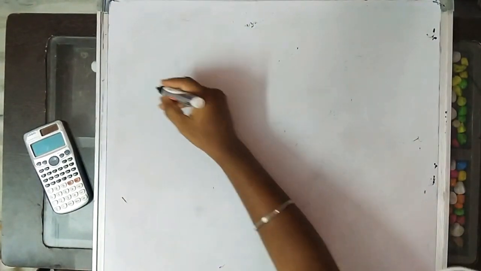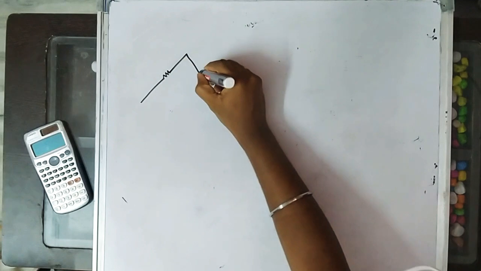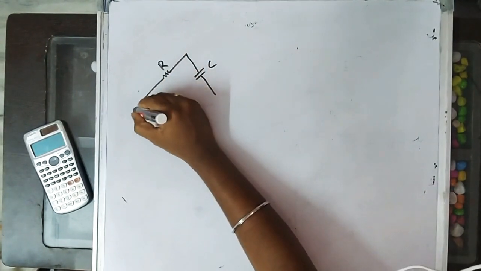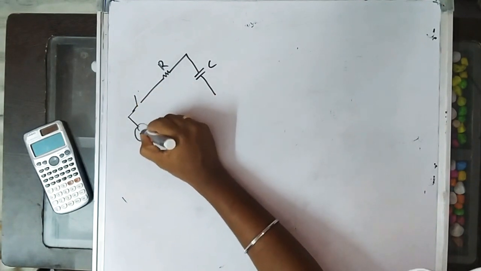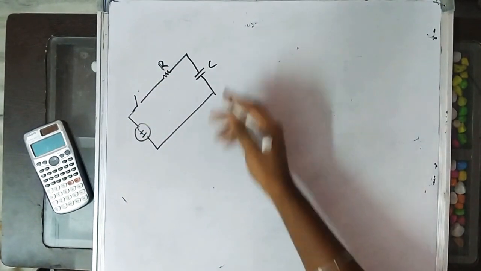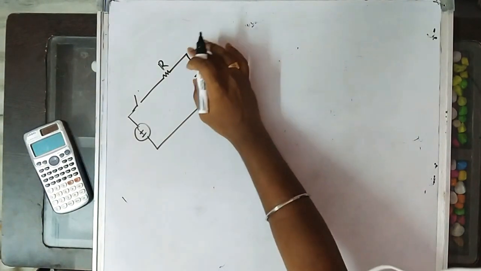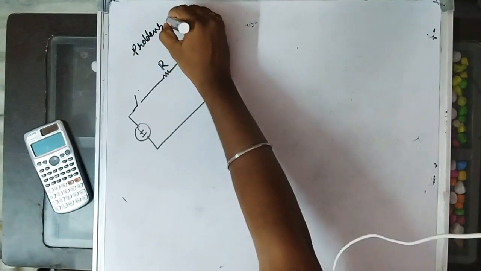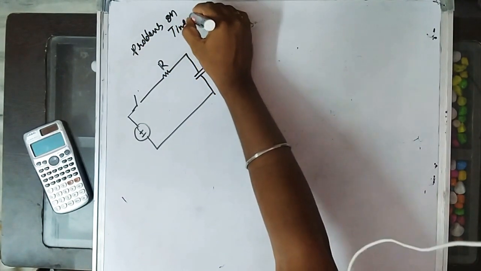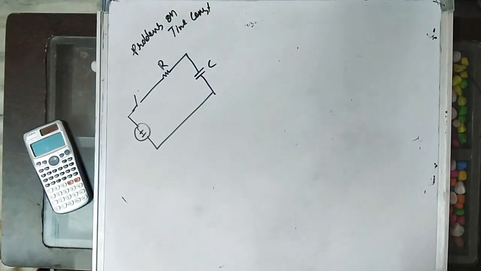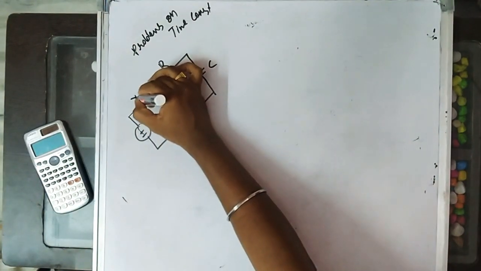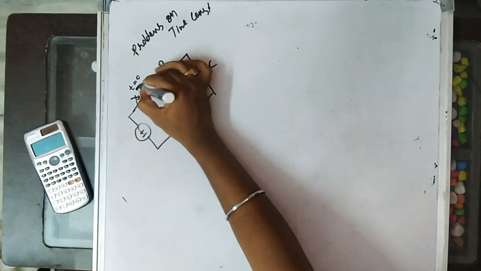See, I am taking a small, simple circuit. This is R and this is C. I am giving a switch for this circuit. Same as the RL circuit. Now I am keeping problems on time constant. So the method to find the time constant tau is: I am giving the switch and making it operate.